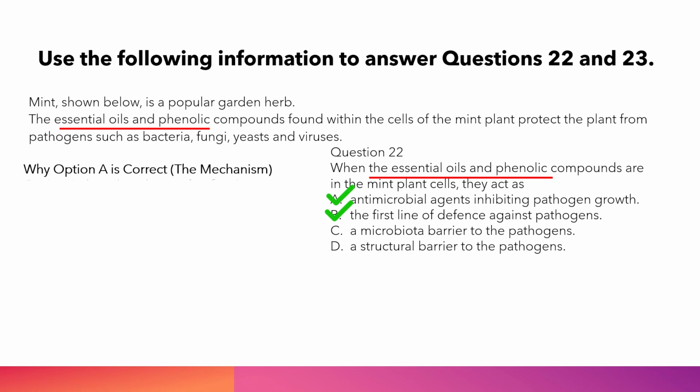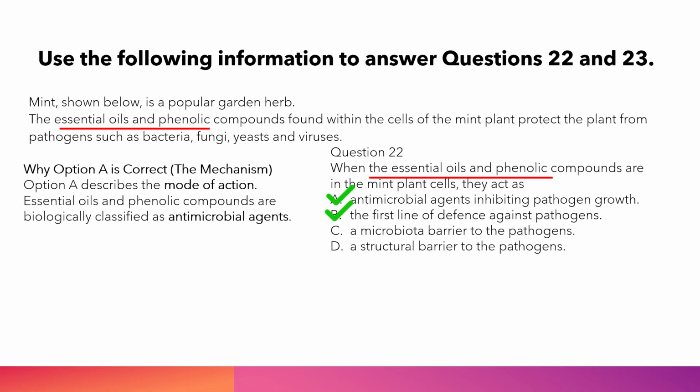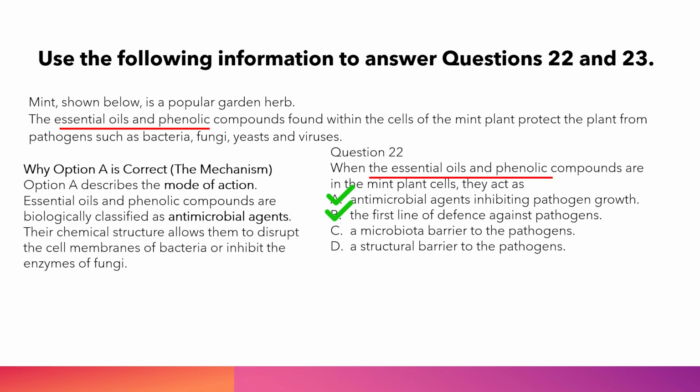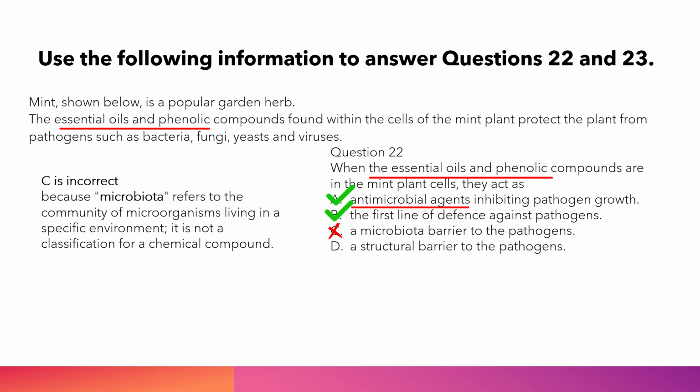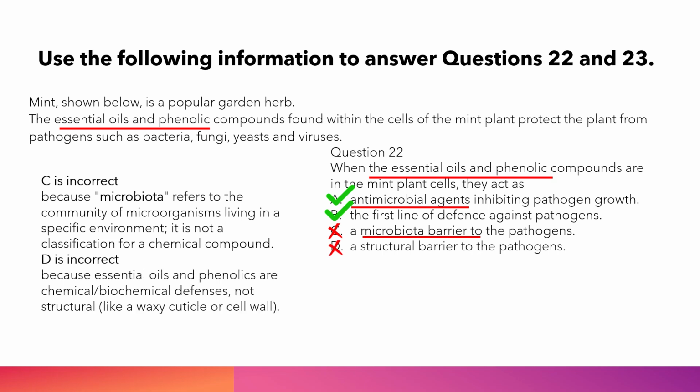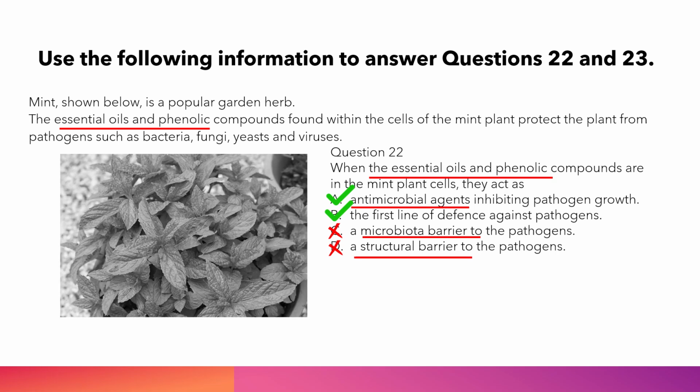Why option A is correct, the mechanism. Option A describes the mode of action. Essential oils and phenolic compounds are biologically classified as antimicrobial agents. Their chemical structure allows them to disrupt the cell membranes of bacteria or inhibit the enzymes of fungi. This provides the functional how to the what of option B. C is incorrect because microbiota refers to the community of microorganisms living in a specific environment. It is not a classification for a chemical compound. D is incorrect because essential oils and phenolics are chemical or biochemical defenses, not structural, like a waxy cuticle or cell wall.